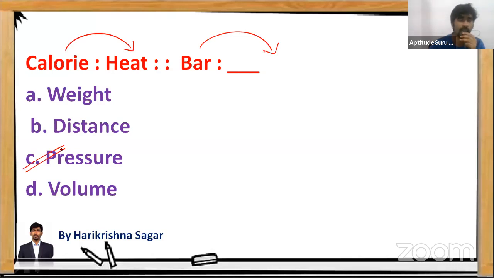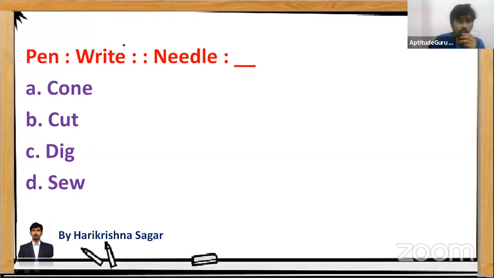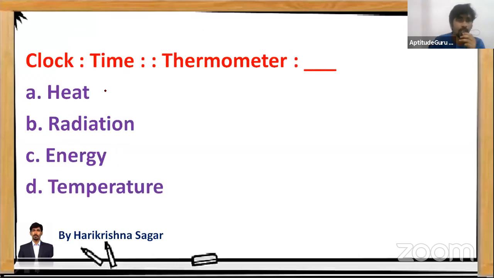Let's have a glance at the next question. Pen is used to write. Needle is used to do what? Needle is used to sew. Answer must be option D. Let's have a glance at the next question. Clock, time, thermometer, dash. What is the answer? Clock is used to show the time. Thermometer is a device used to show the temperature. Answer must be option D.